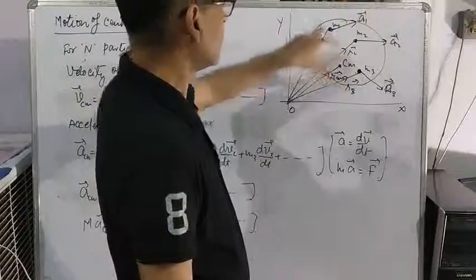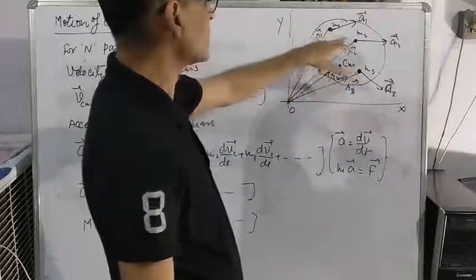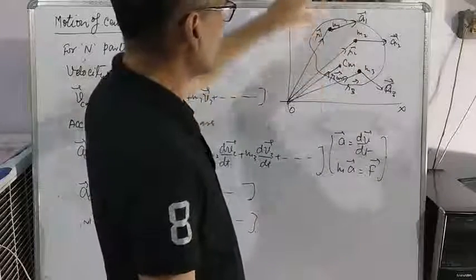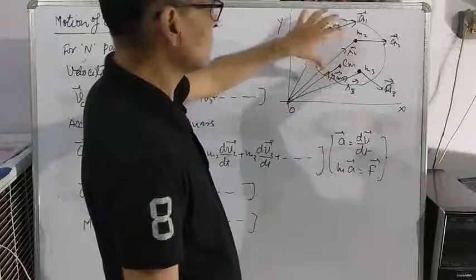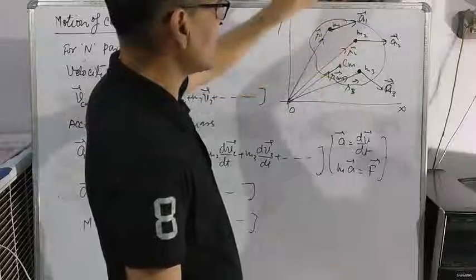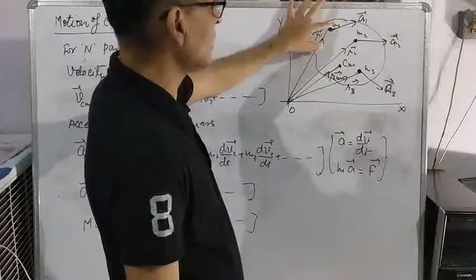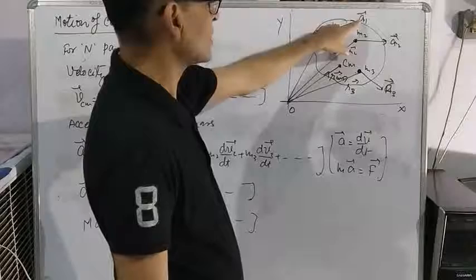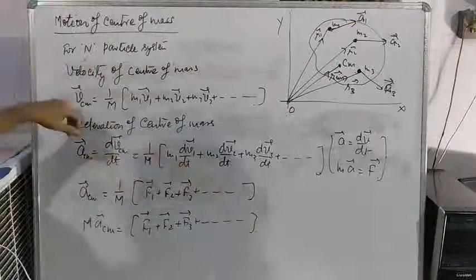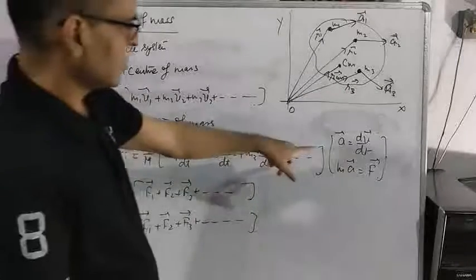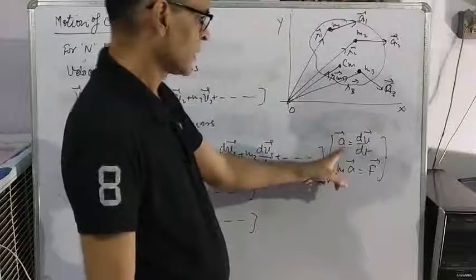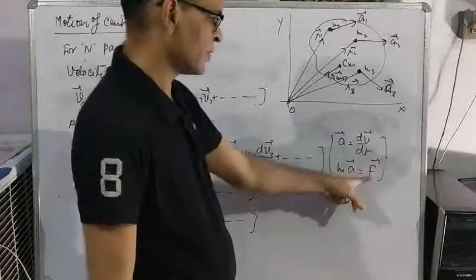This is a body made of n particles of masses m1, m2, m3. When some force, an external force, is applied on the body, all the particles will experience some forces. They are experiencing F1, F2, F3, and because of that force, particles will be in acceleration. So acceleration of first particle is A1, second A2, third A3 and so on. So this is the velocity of center of mass. You also know that rate of change of velocity is called acceleration, and mass into acceleration is called force.